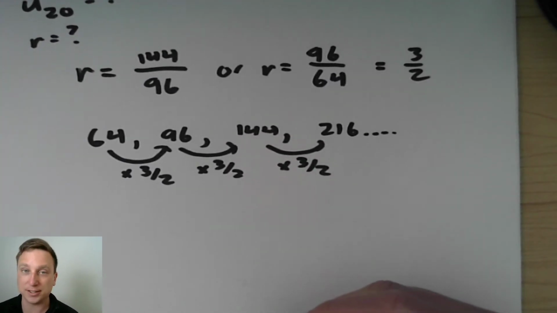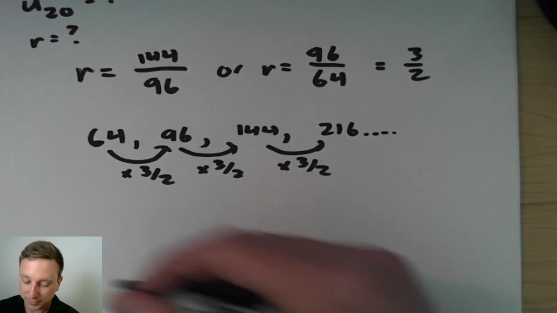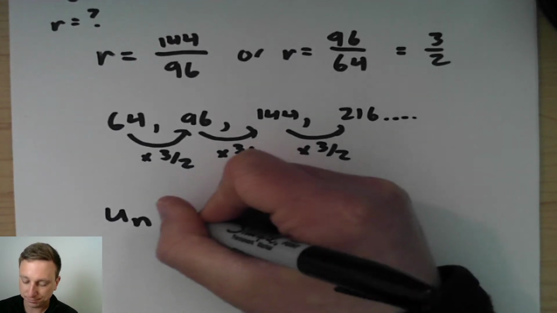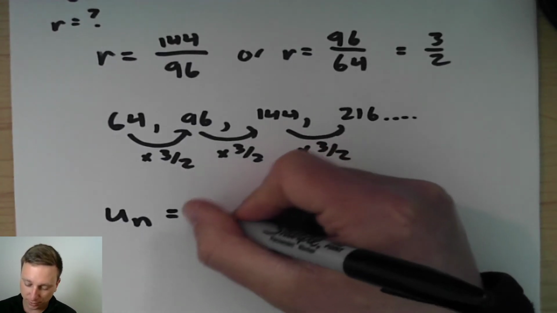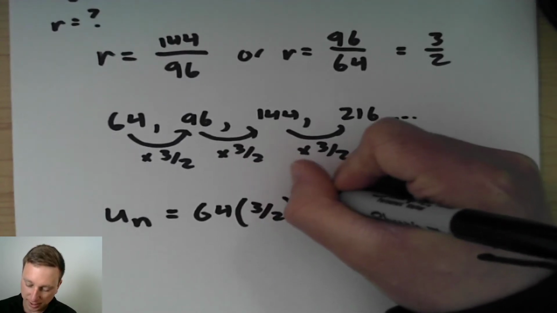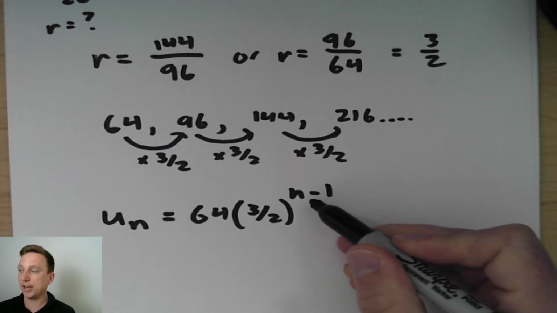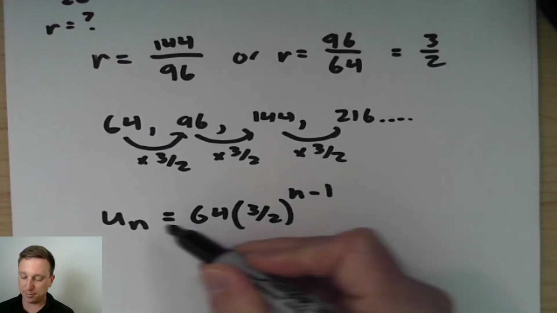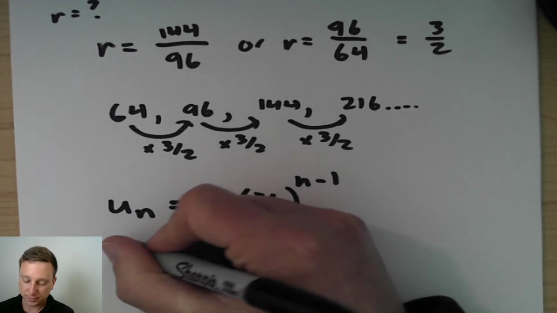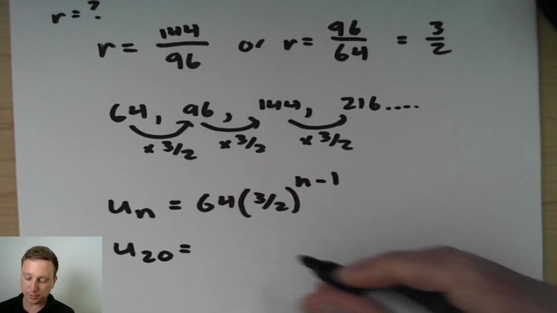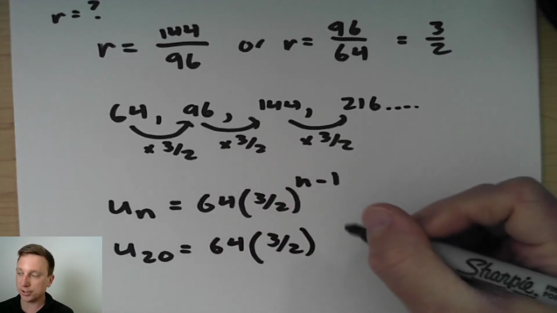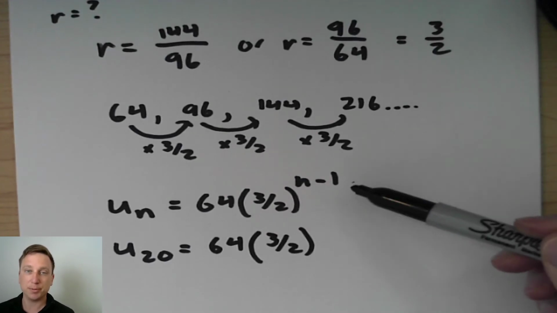So if we're setting out to find the 20th term of this sequence, there's a general formula for this. All it does is multiply over and over and over again. To find any term of this sequence, u sub n, I start at 64 and I multiply by 3 halves n minus 1, or the term I want to find, minus 1 times. This n matches this n. They're the same variable. So when I find the 20th term of this sequence, I start at 64 and I multiply by 3 halves over and over and over. That's what exponents do for us, repeated multiplication.